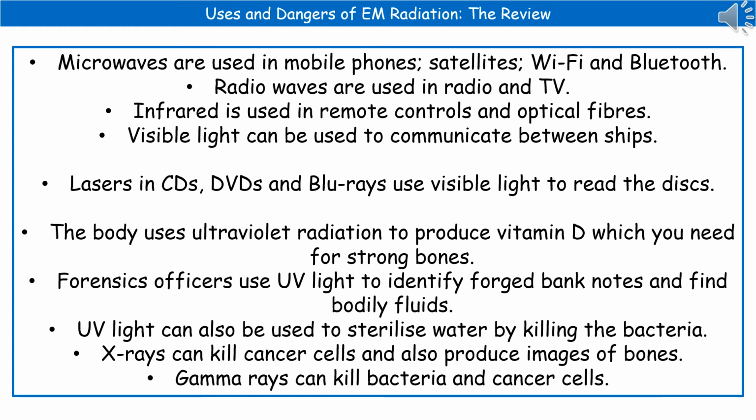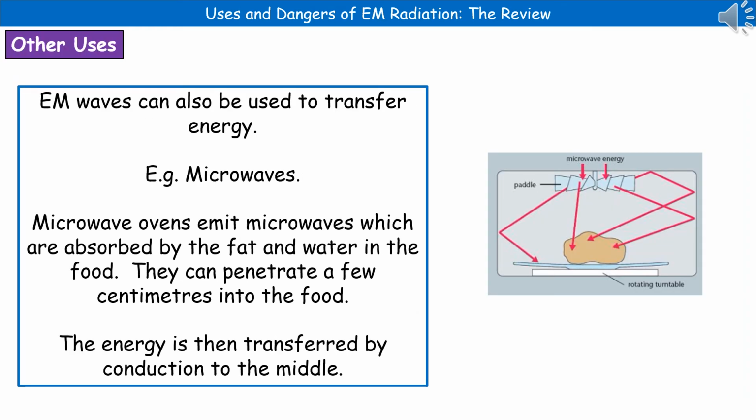In terms of medical uses, X-rays can kill cancer cells and also produce images of bones, whereas gamma rays can kill bacteria and kill cancer cells.